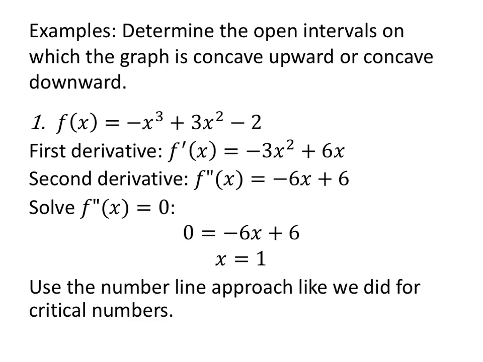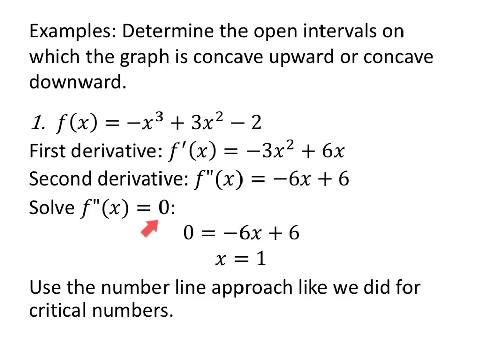So let's look at examples. Let's determine the open intervals on which the graph is concave upward or concave downward. Start with the polynomial f of x equals negative x cubed plus 3x squared minus 2. I'm going to take my first derivative because that's the only way to get to the second derivative. My first derivative is negative 3x squared plus 6x minus 0 if you so desire. The second derivative: the derivative of negative 3x squared is negative 6x, and the derivative of 6x is 6. This is a polynomial, so I know the second derivative exists everywhere.